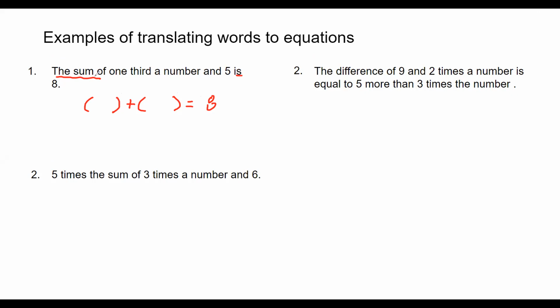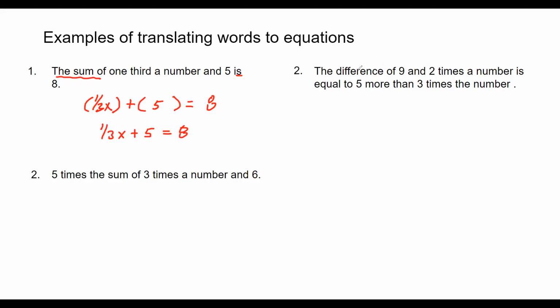So I've kind of sketched out what I need here. Let's look at what I'm taking the sum of. 1/3 of a number. In order to figure these out, you have to kind of break it down one piece at a time. 1/3 of a number and 5. So I'm just adding 5 to that. Now at this point, I can drop those parentheses and just write 1/3 x plus 5 equals 8. And we're done with that one.